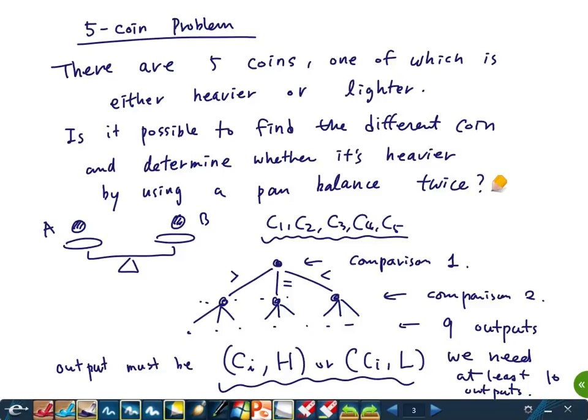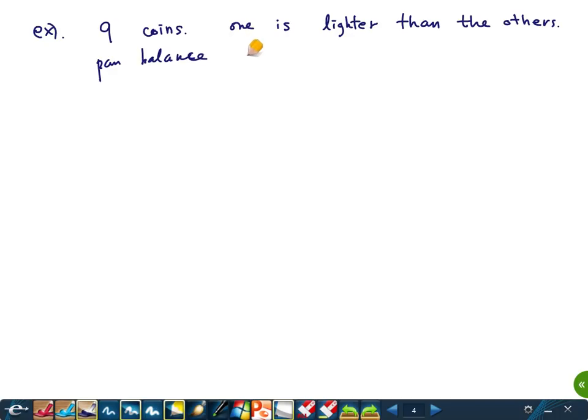Another example. There are 9 coins, and one coin is lighter than the others. So 8 coins have the same weight, and 1 coin is lighter than the others. Then we use the pan balance twice. Can we decide the coin which is lighter? Now we have more coins. In the previous example, we had 5 coins, but we couldn't do this. But in this case, because we know additional information, that the fake one is lighter than the others. So we know it's lighter.